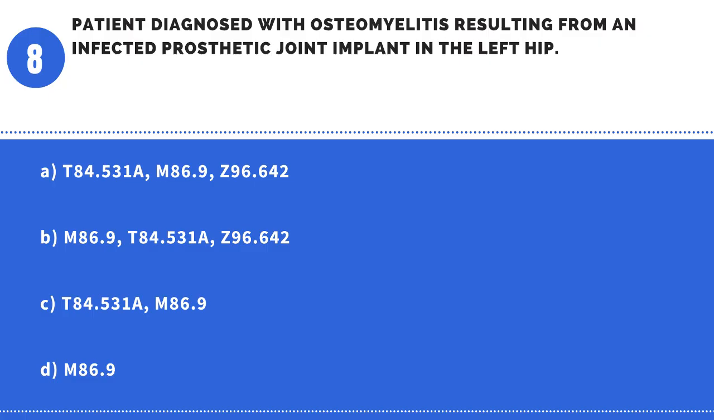Question 8. Patient diagnosed with osteomyelitis resulting from an infected prosthetic joint implant in the left hip. A. T84.531A, M86.9, Z96.642. B. M86.9, T84.531A, Z96.642. C. T84.531A, M86.9. D. M86.9.